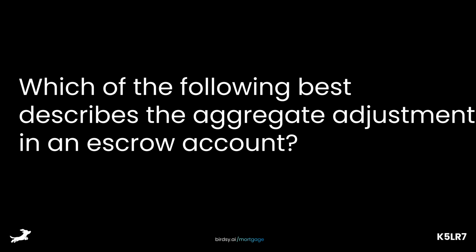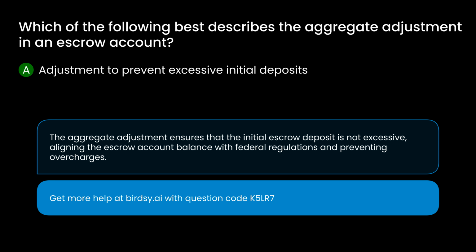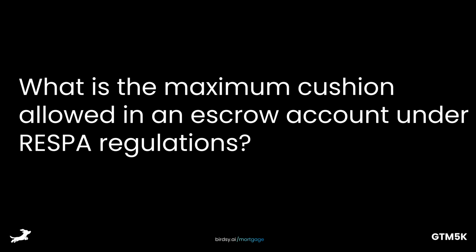Which of the following best describes the aggregate adjustment in an escrow account? Is it A, adjustment to prevent excessive initial deposits, B, adjustment to increase monthly payments, C, adjustment for unexpected tax increases, or D, adjustment to lower interest rates? The answer is A, adjustment to prevent excessive initial deposits. The aggregate adjustment ensures that the initial escrow deposit is not excessive, aligning the escrow account balance with federal regulations and preventing overcharges.